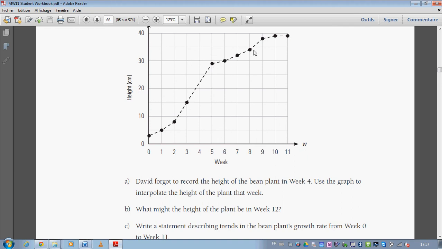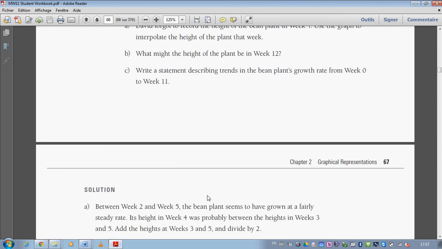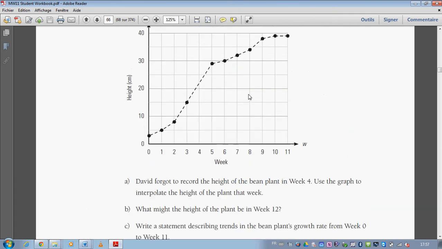Then from week 5 to week 8, it looks like it's roughly growing at the same rate, slowed down a little bit. From week 8 to 9, there's another little tiny growth spurt, but then afterwards, from week 9 and onwards, it doesn't look like the plant is growing much anymore. Week 10, yeah, it did grow a little bit here, but not much is happening over here. It looks like it's pretty much reached adult size. Okay. So those are the statements that you can make based on that kind of graph.